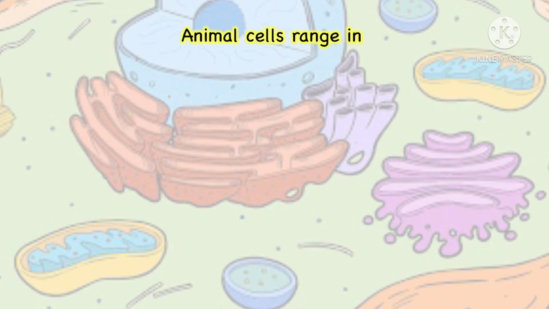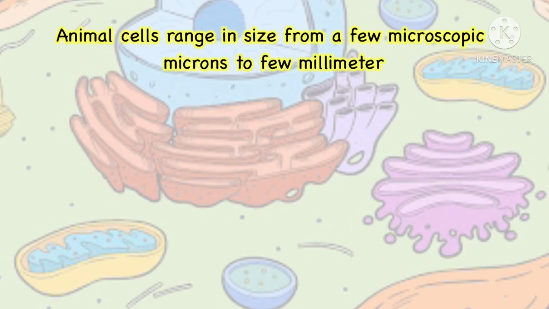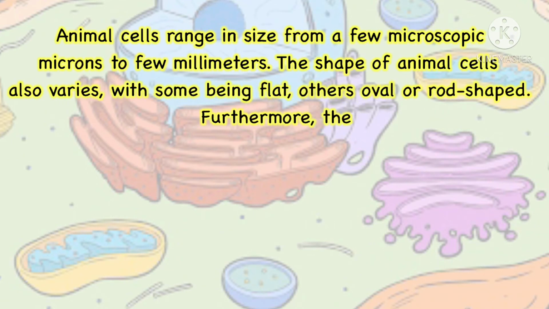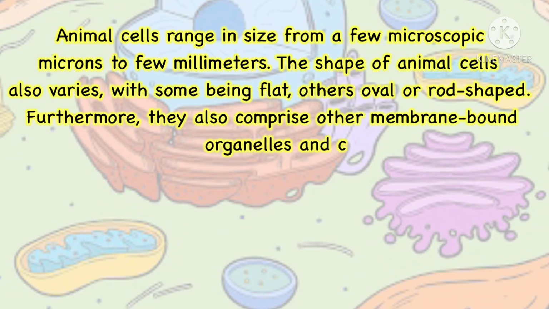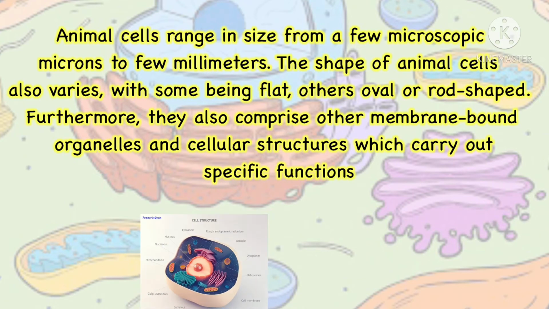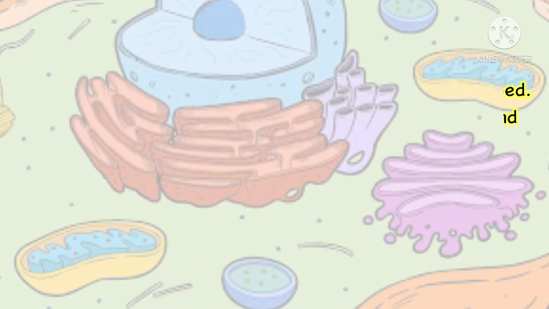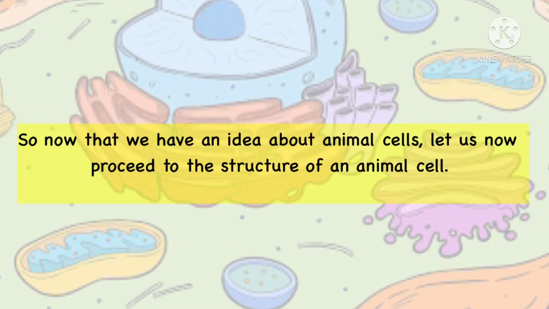Animal cells range in size from a few microscopic microns to a few millimeters. The shape of animal cells also varies, with some being flat, others oval or rod-shaped. Furthermore, they also comprise other membrane-bound organelles and cellular structures which carry out specific functions necessary for a cell to function properly. So now that we have an idea about animal cells, let us proceed to the structure of an animal cell.